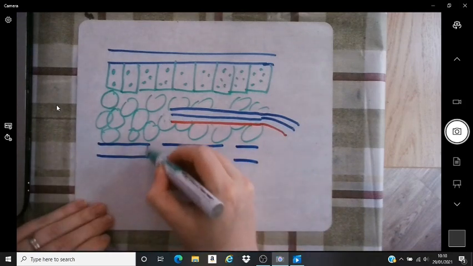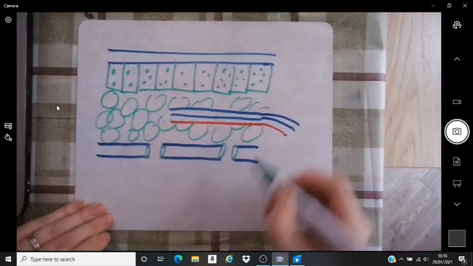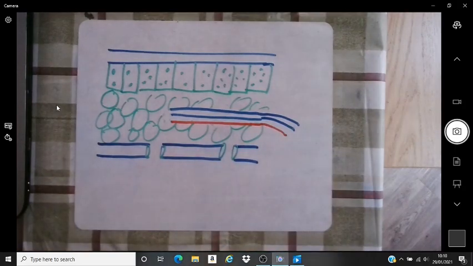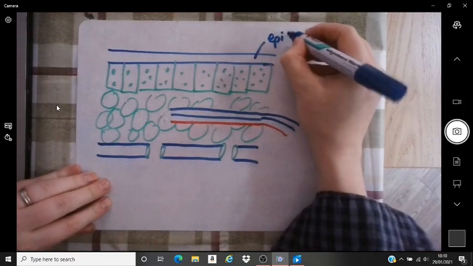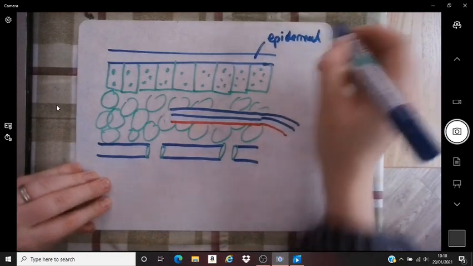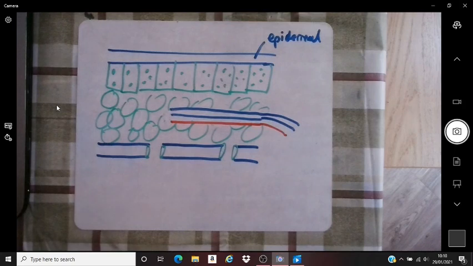I'm going to draw a couple of special cells there as well. Okie dokie. Tell you what, for me, that is a kick-ass leaf. Right, let's go. So we are looking at this blue layer top and bottom. That is your epidermal tissue. It is there as that sort of barrier. Plants don't have skin, but they have an epidermis. It's a lovely protective layer.